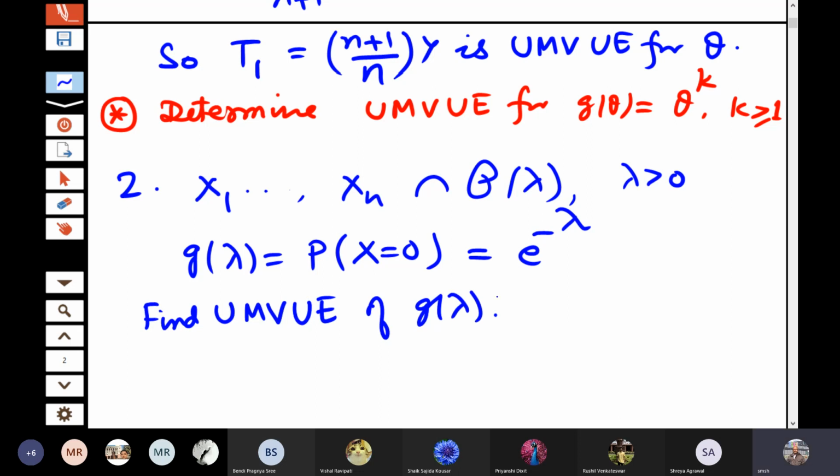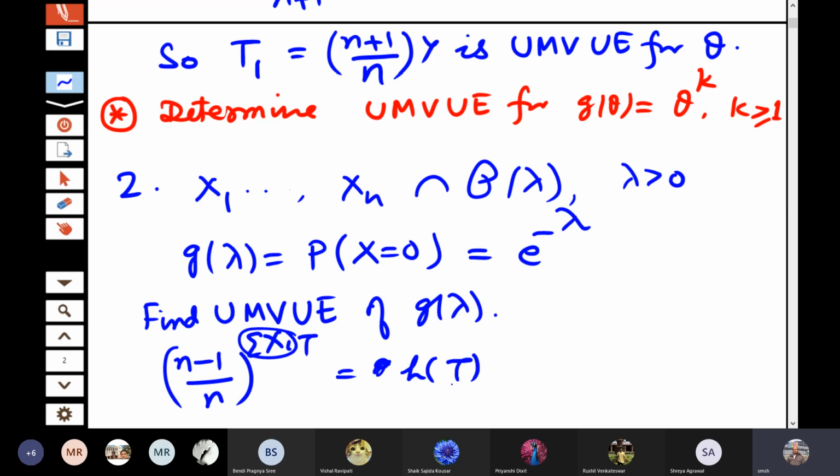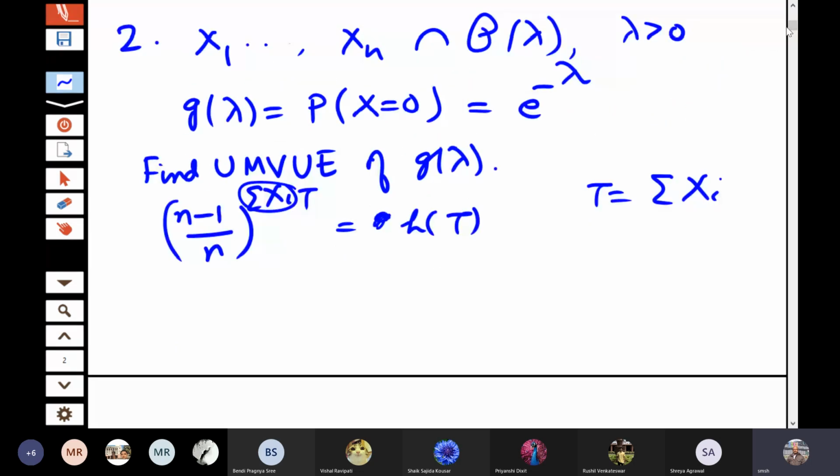Did anybody solve this problem? Yes, sir. So what is the answer first of all? (n minus 1) by n to the power summation Xi. (n minus 1) by n to the power sigma Xi. So how do you prove it? Let me call this h of T, where T is sigma Xi. How do you get this? Let us see whether everybody else has understood it or not.